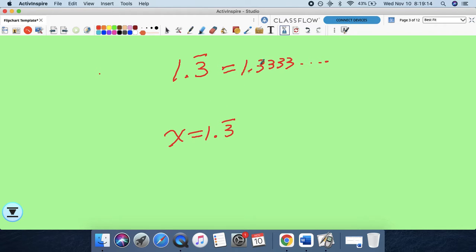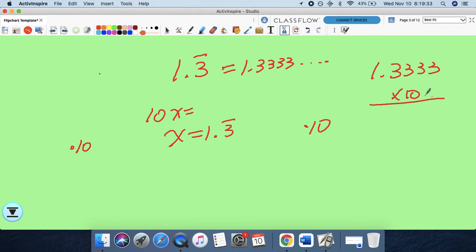Because there's one repeating number, we're going to multiply by 10. Multiply this side by 10, multiply this side by 10. 10 times x is 10x. 10 times 1.3 is 1.333. You multiply by 10, it moves 1 over. So this becomes 13.333333, right?